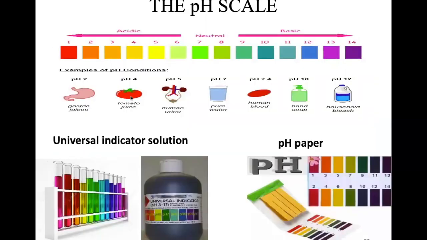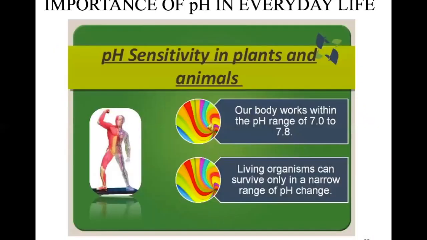So here are a few of the conditions. pH 2 है हमारे gastric juices के लिए, tomato juice का pH 4 है, urine is acidic, uric acid, it is pH 5, pure water 7, blood is slightly basic in nature 7.4, your soap is basic in nature, it is pH level 10, strong base होता है, and your bleach is 12. I think we have learned about universal indicators and we have already learned about pH papers.